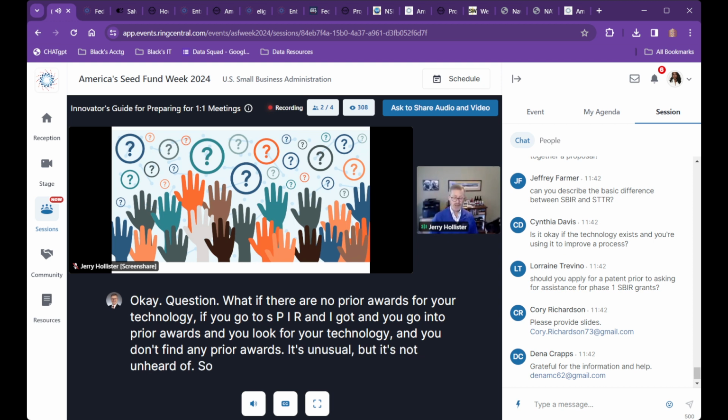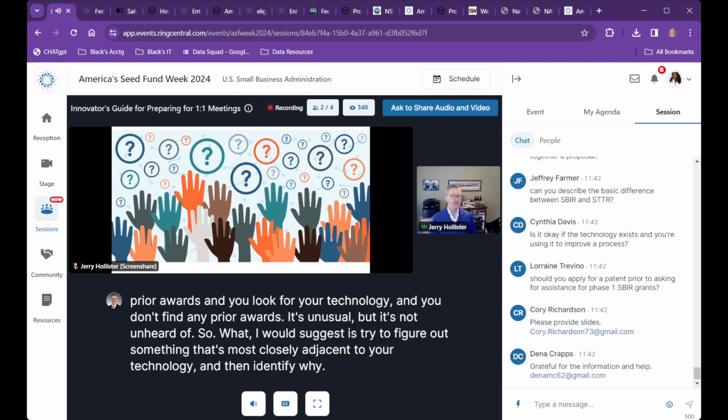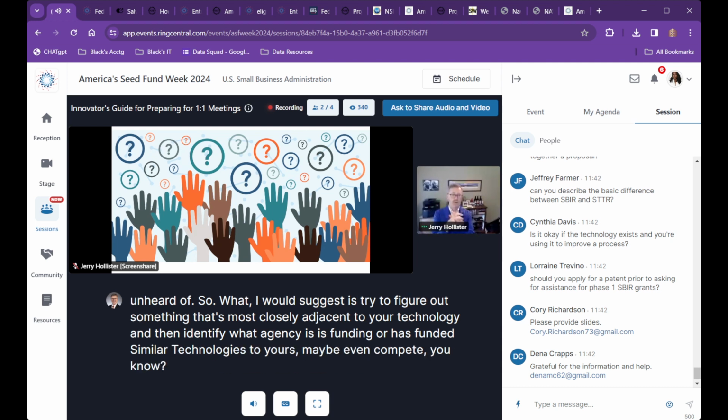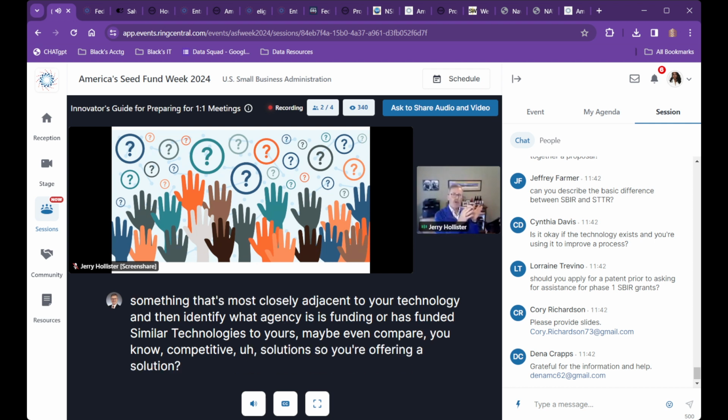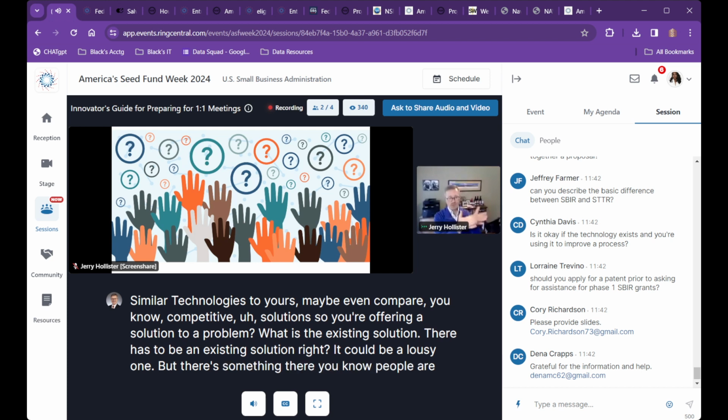So what I would suggest is try to figure out something that's most closely adjacent to your technology, and then identify what agency is funding or has funded similar technologies to yours, maybe even competitive solutions. So you're offering a solution to a problem. What is the existing solution? There has to be an existing solution, right? It could be a lousy one, but there's something there. People are solving this problem somehow.